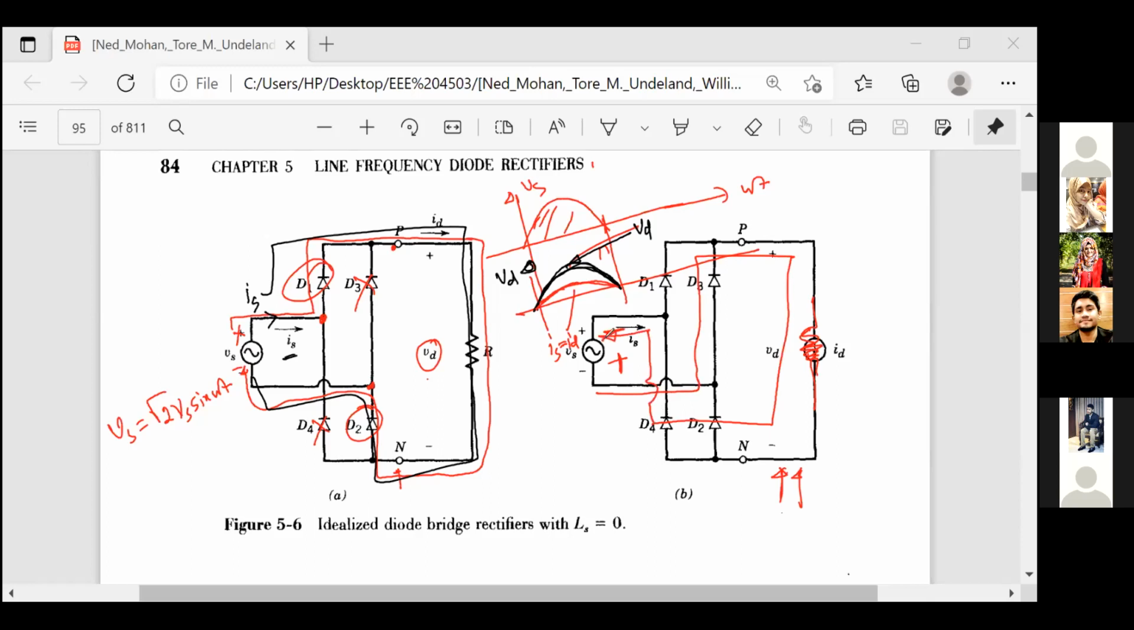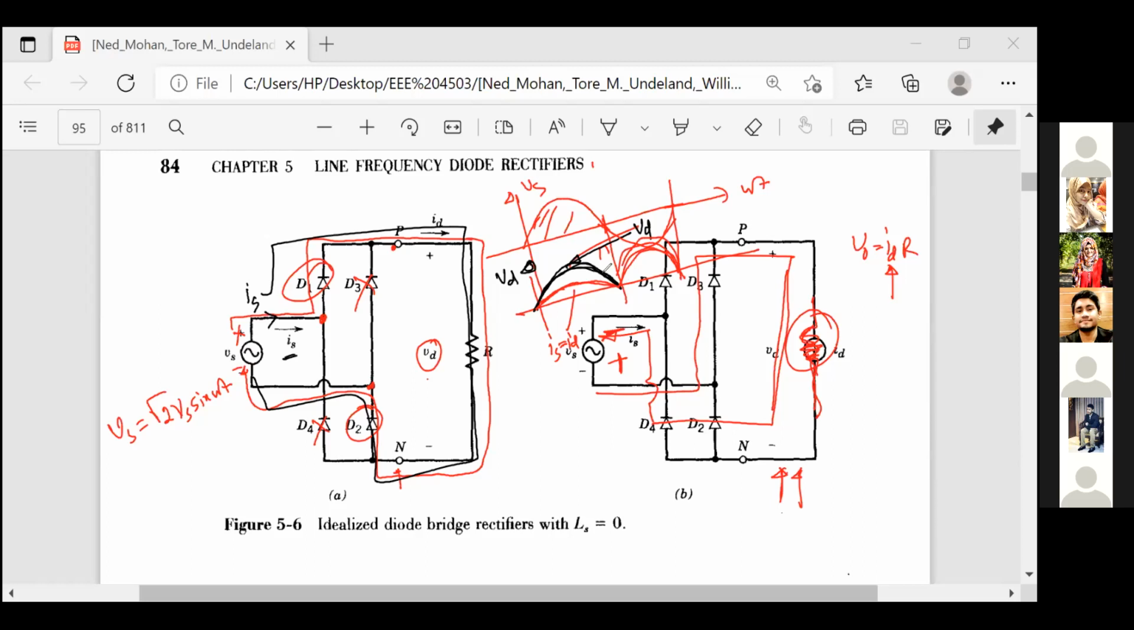Is the direction the same or has it changed? It has changed, sir. Okay, but the current through your resistance here is the same, sir. Same. So if I say VO equals ID multiplied by R, since the current has the same direction, we'll get the same wave shape as your positive half cycle.